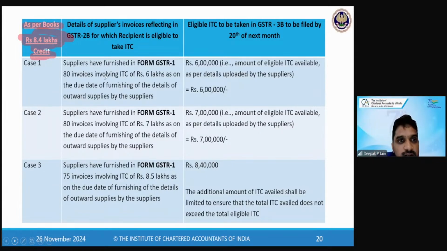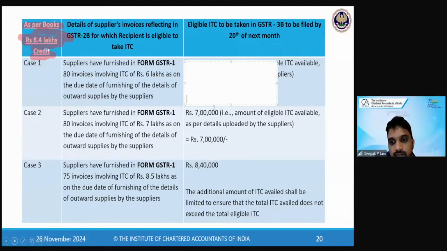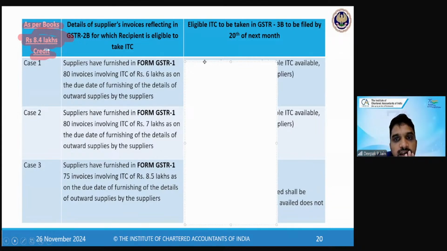Now, in case 1, supplier has furnished in form GSTR1 80 invoices involving ITC of rupees 6 lakhs as on the due date of furnishing the details of outward supplies by the supplier. So in this case, you tell me how much credit can I claim? So you tell me in case 1, how much is the credit which is eligible?